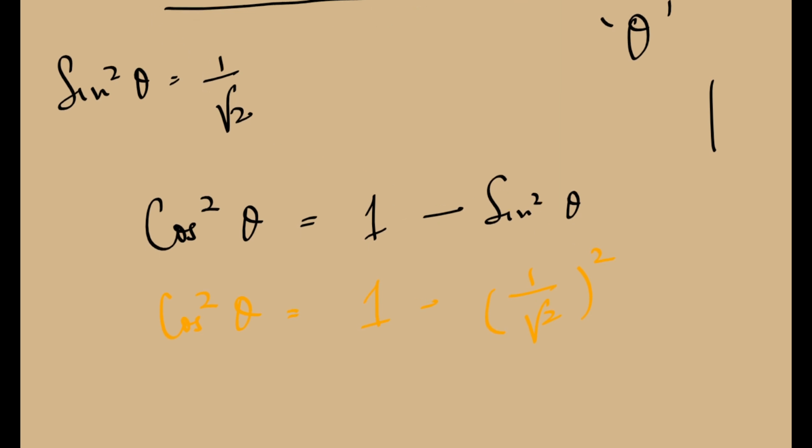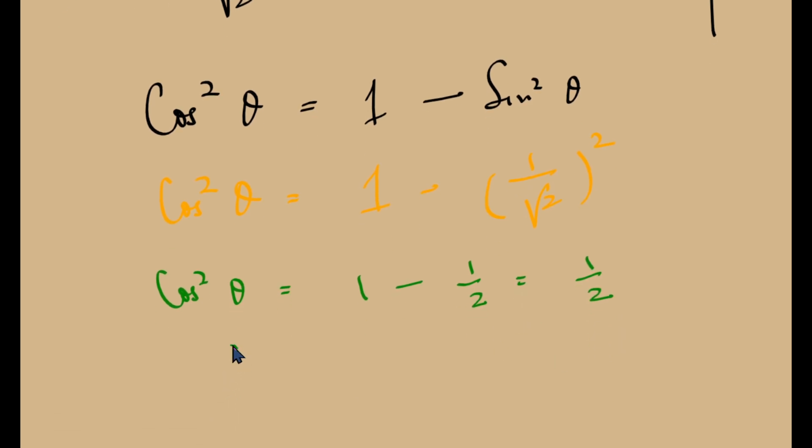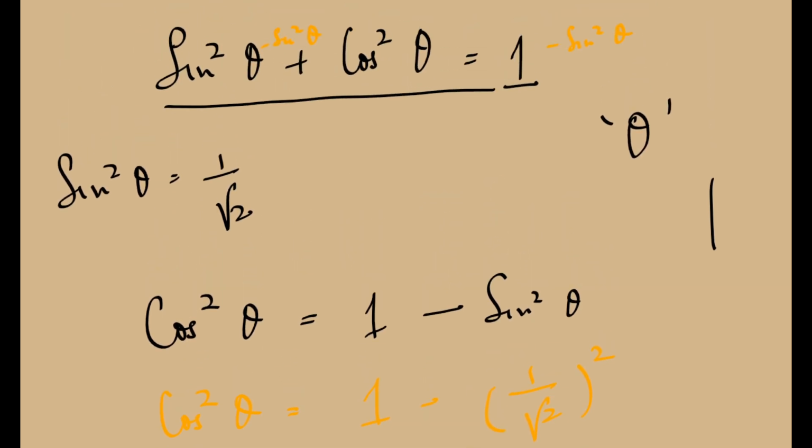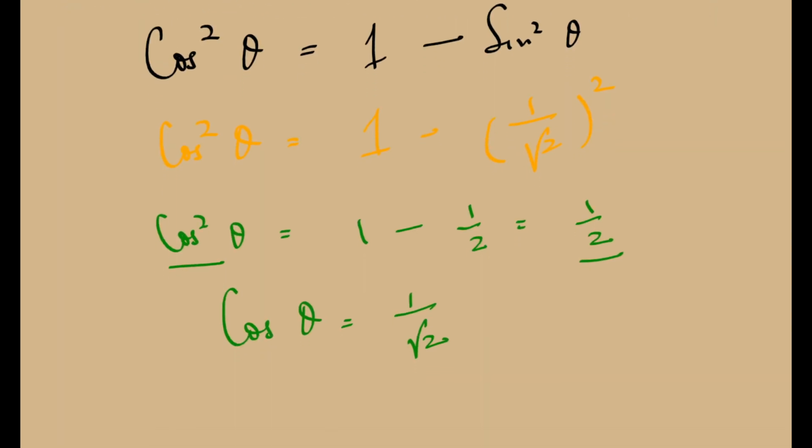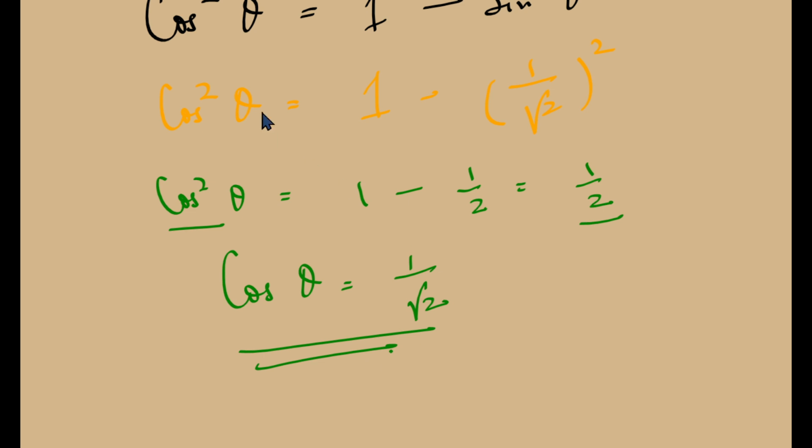So 1 minus 1 by root 2 the whole squared is 1 minus half, which is also half. So we could have easily found cos theta without going through all those steps. Cos theta would have been equal to 1 by root 2 by taking square roots of both sides. I hope this helped, and the purpose was to establish this relationship between sine theta and cos theta, and how it can be applied to all our problems. Thank you.